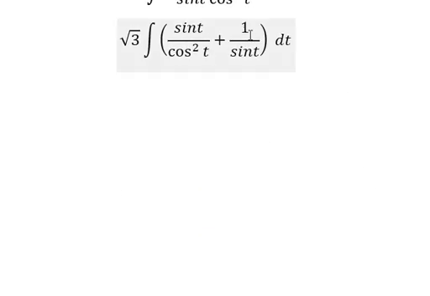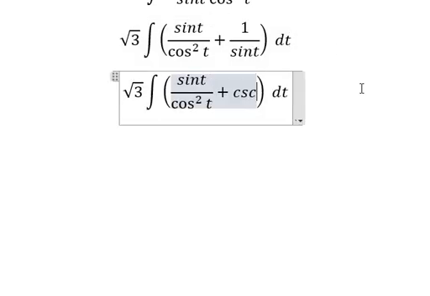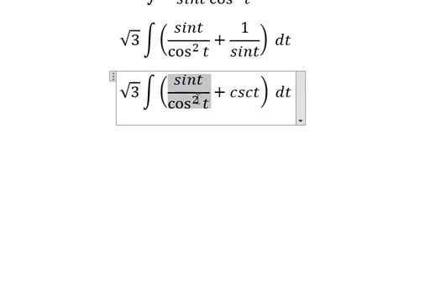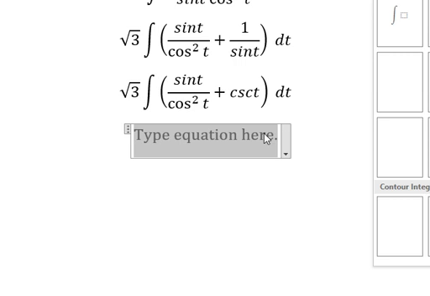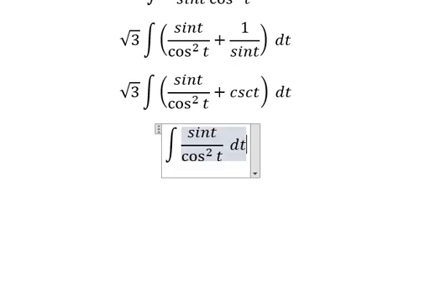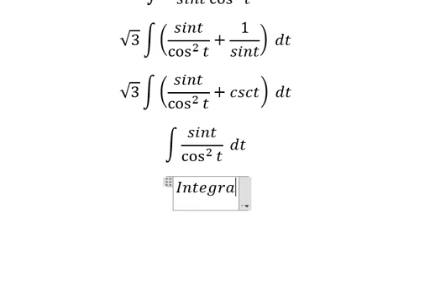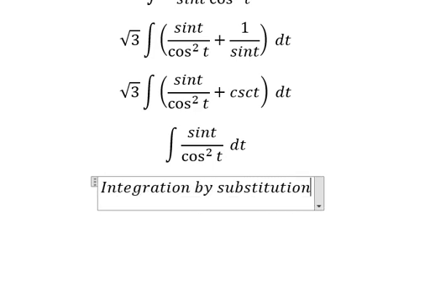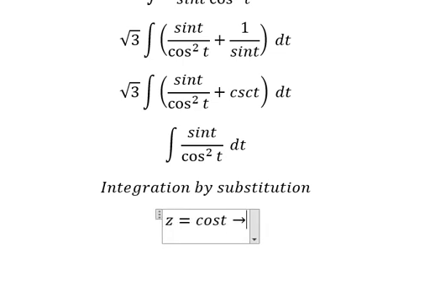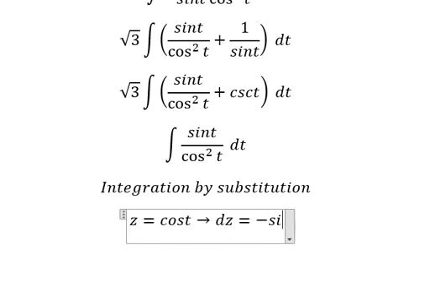So we know that this one is cosecant of t. So I need to concentrate on this one. Next, we need to use integration by substitution. So I will put z equals cosine t. Later we need to do the first derivative for both sides, and we have dz equal to negative sine t dt.